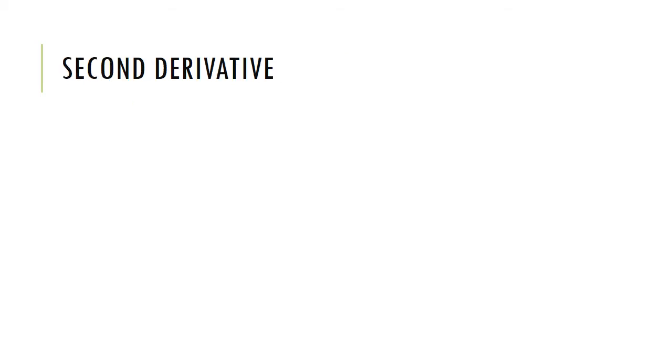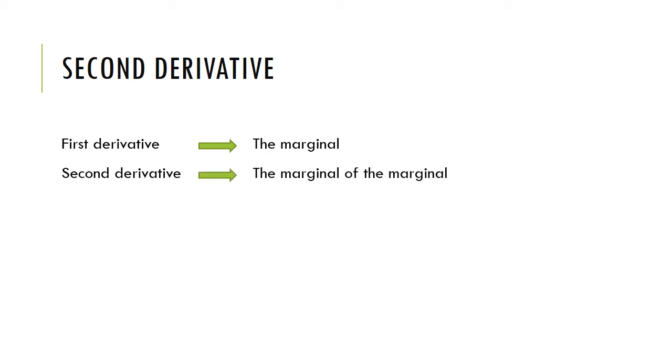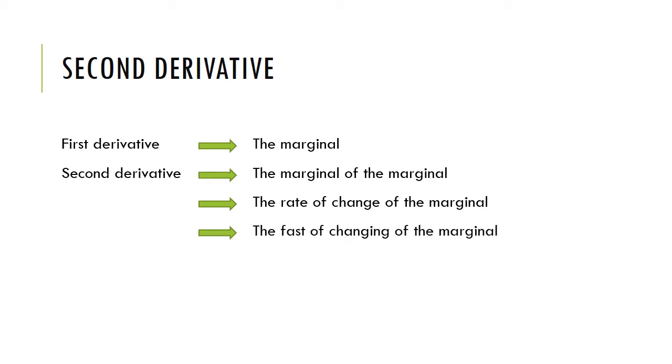What is the meaning of the second derivative in business? If the first derivative is the marginal, the second derivative would be the marginal of the marginal, or the rate of change of the marginal, or the speed of changing of the marginal. The speed of changing is the derivative. Then the speed of changing of the marginal is the derivative of the derivative, which is the second derivative.